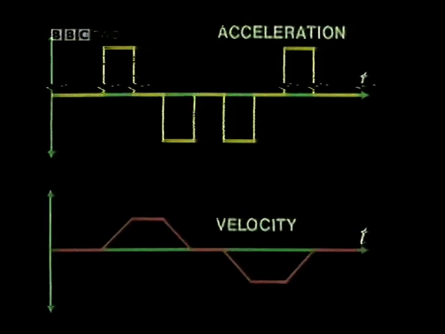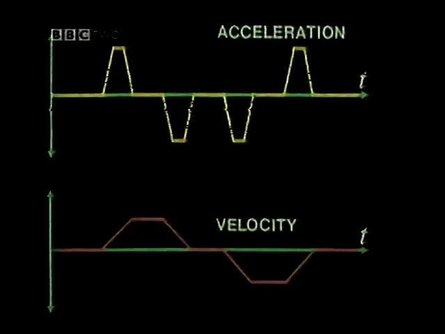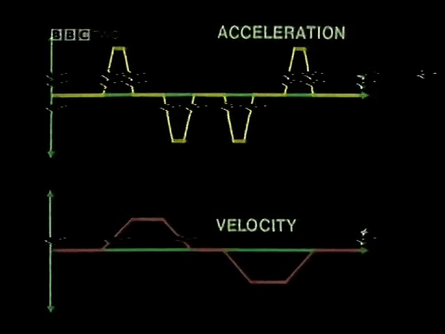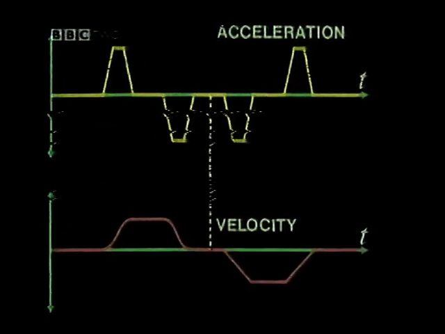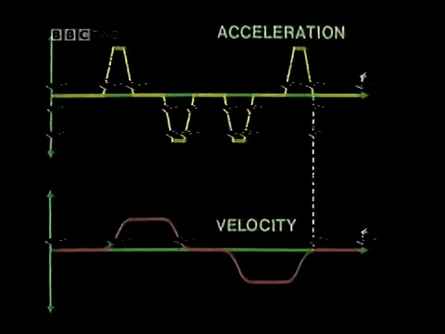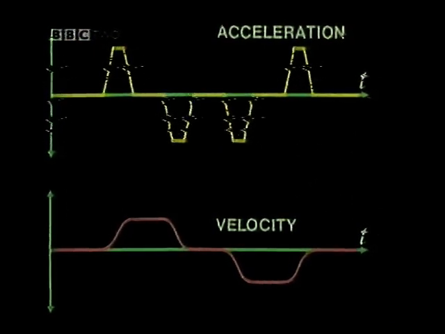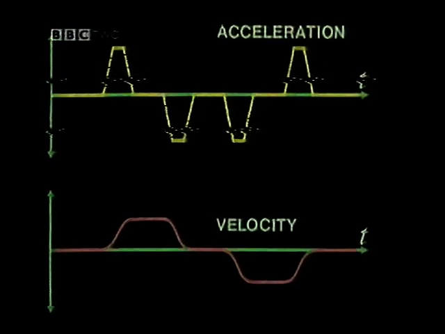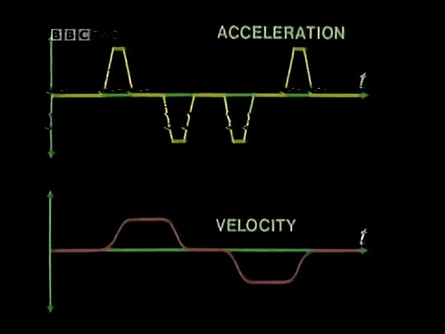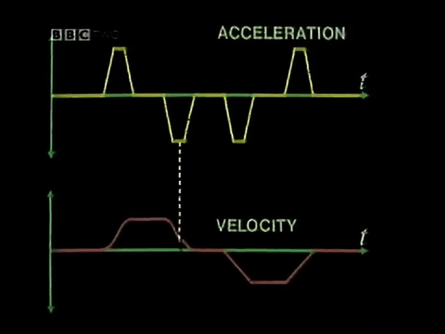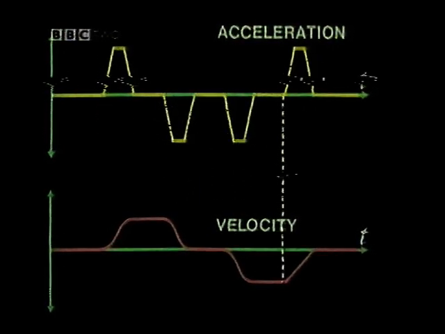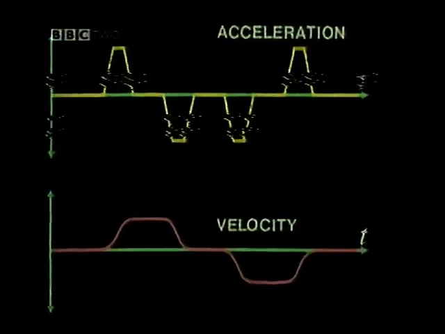In practice, however, the acceleration graph would look a bit more like this. Have a look at what the velocity profile would look like with this changed acceleration requirement. You can see that the effect is to round off the corners, giving a smoother ride to the passengers. Have a look at that again. This is the sort of velocity profile we'd aim for in practice.